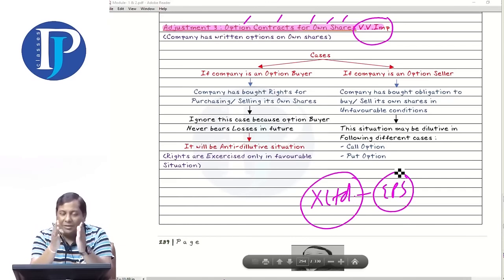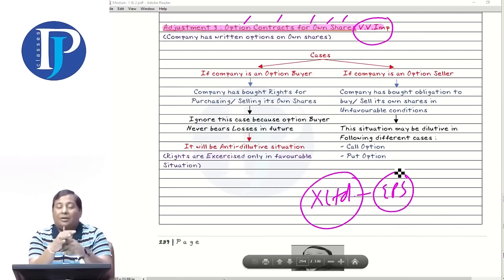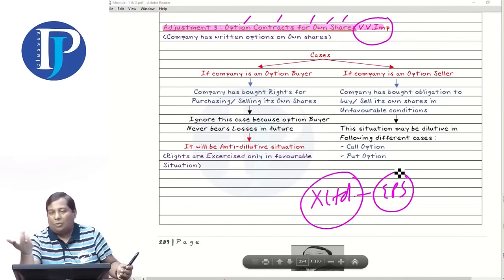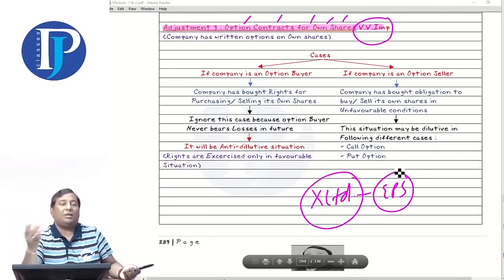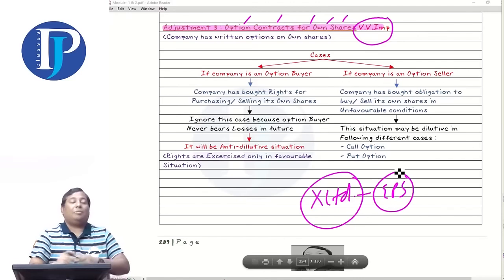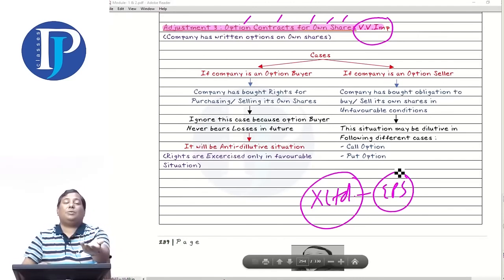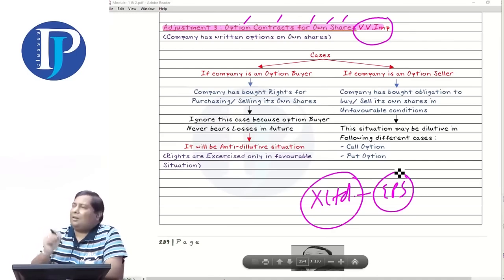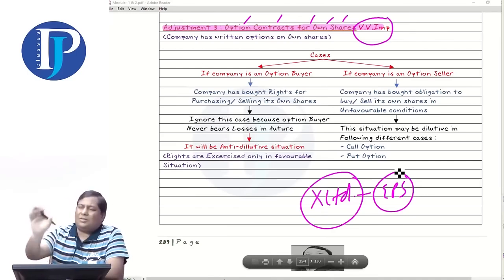Therefore, if we are calculating the EPS of X Limited and it had signed option contracts on its shares, this is an option buyer. If this is an option buyer, there will never be any loss in the future. The moment there is loss, he will say, I don't want to exercise the option. He has the right; the option buyer has rights, there is no obligation. This is an anti-dilutive case. In profit, the option will be exercised and vice versa. If the company for which you are finding EPS is an option buyer, then ignore the situation.